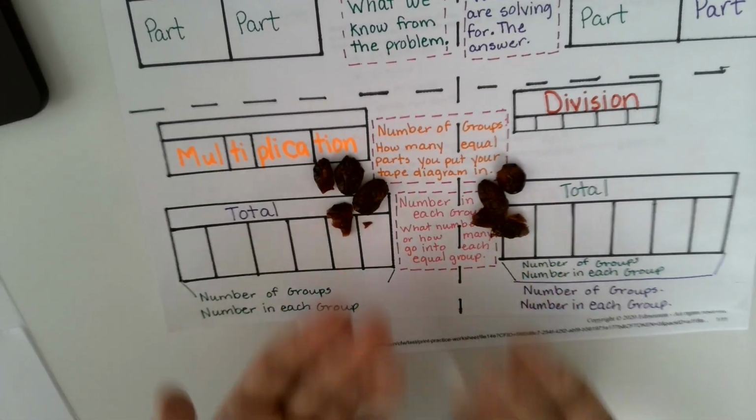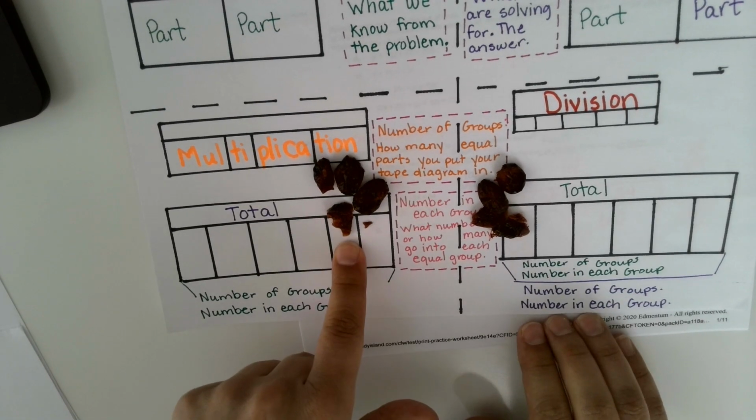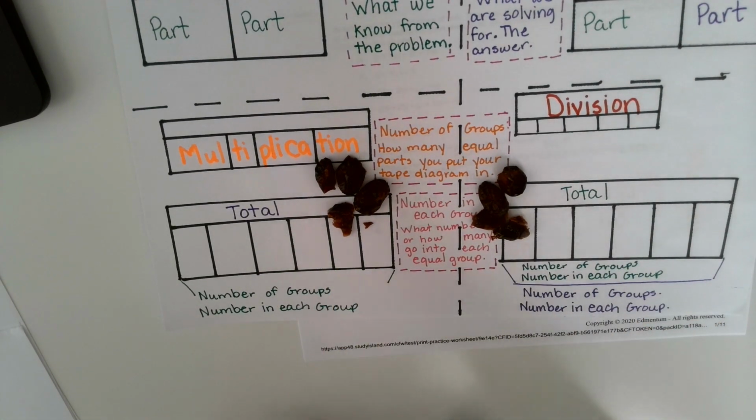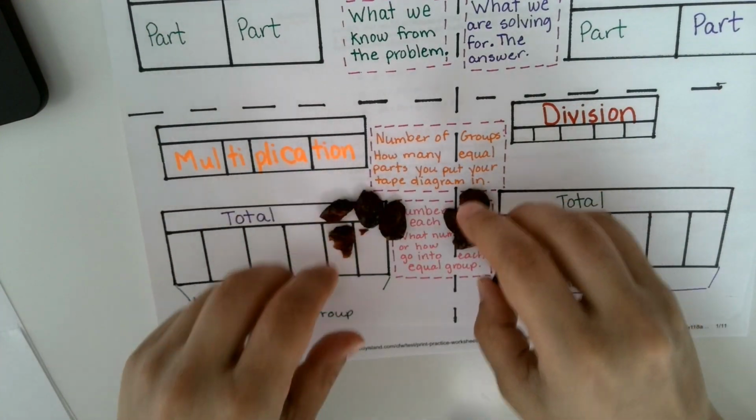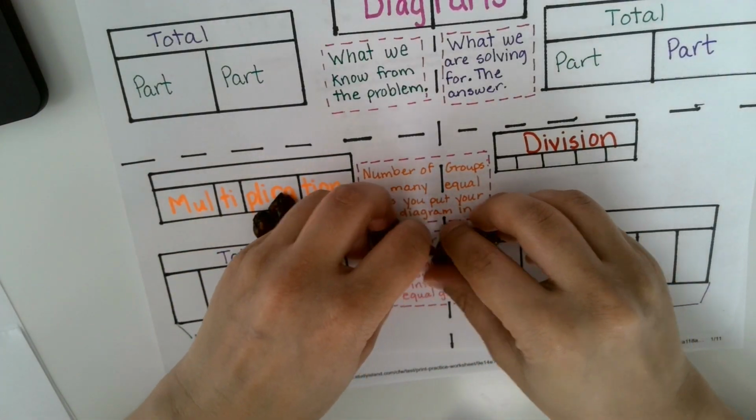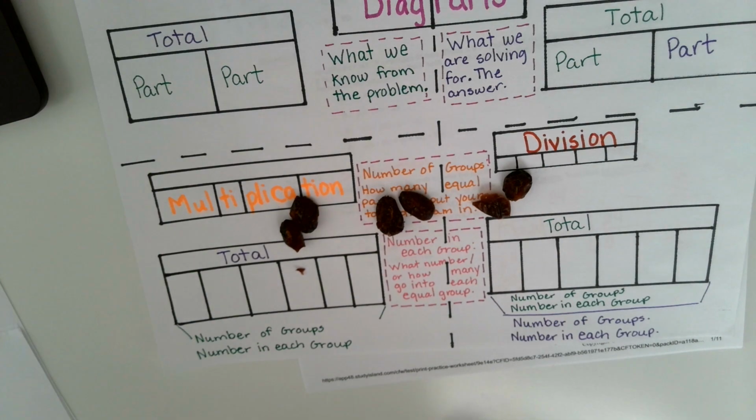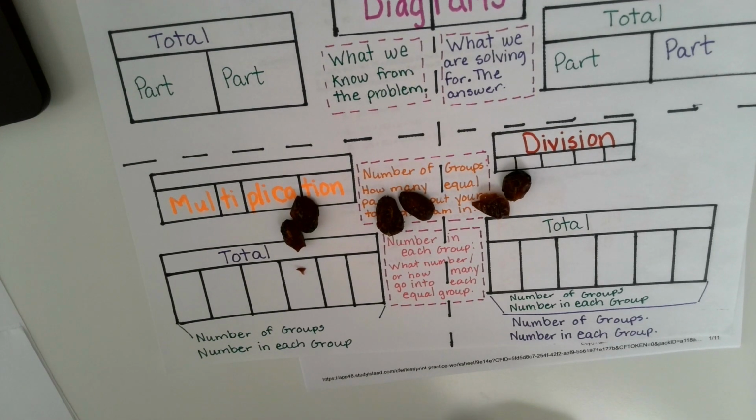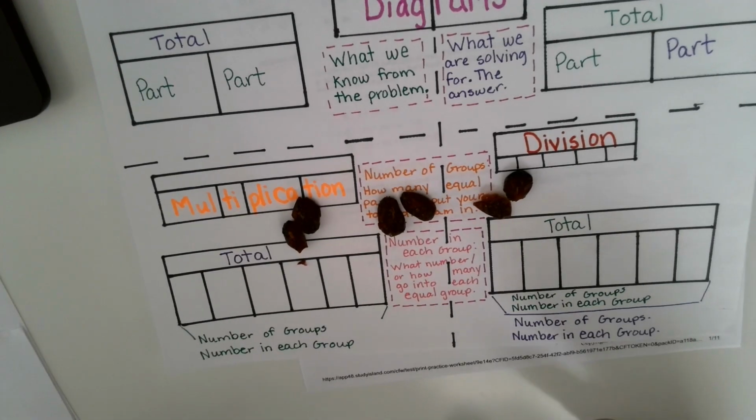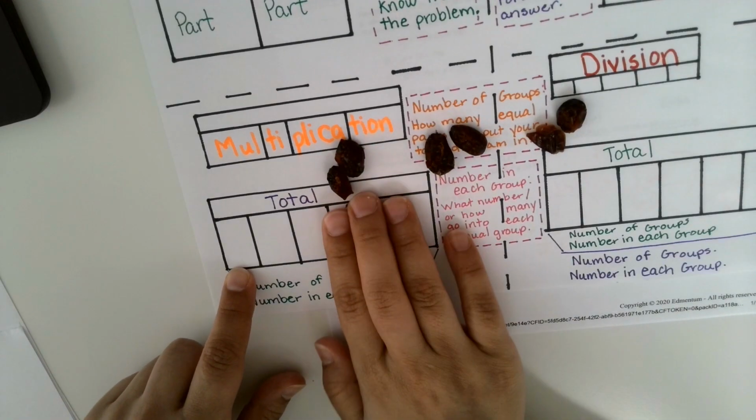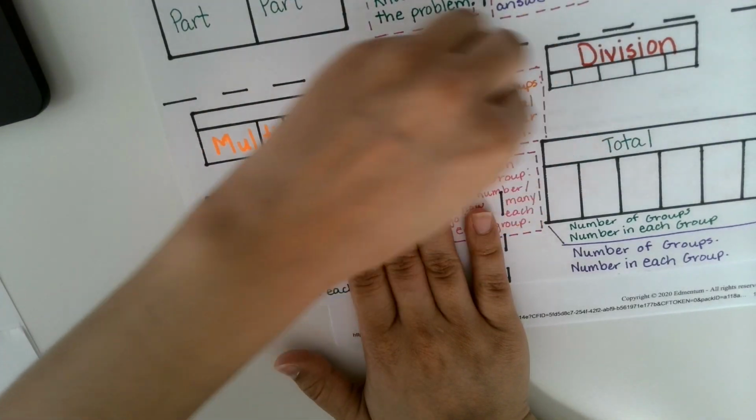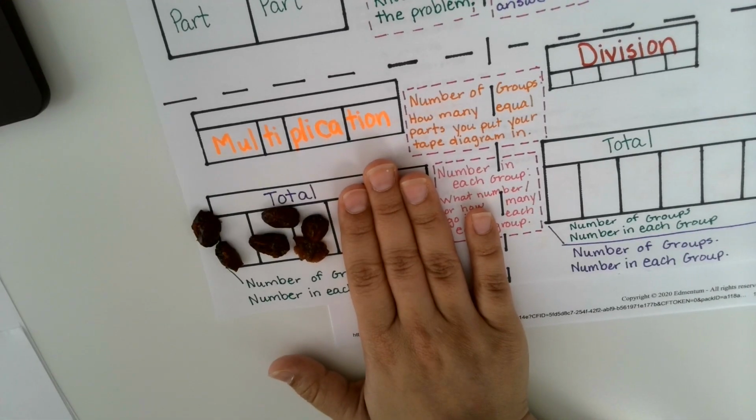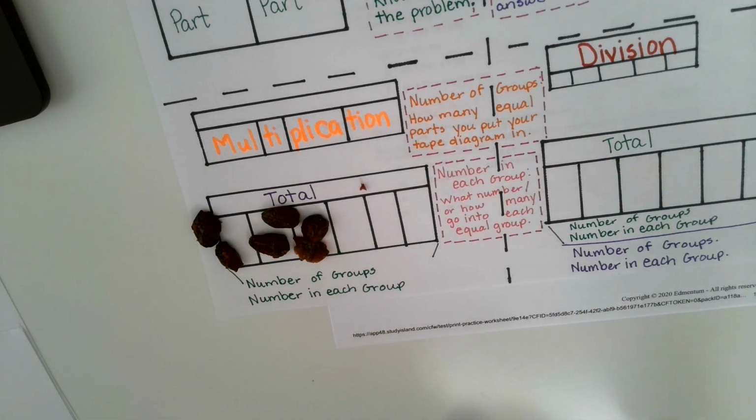How many groups would I say I have now? 2, right? I have 2 groups, and the number in each group would be a group of 4. Now how many groups do I have? I have 1, 2, 3 groups and 2 in each group. So if I were to come here, I would have 1, 2, 3 groups, and there would be 2 in each group. So hopefully that makes a little more sense when we go through this.